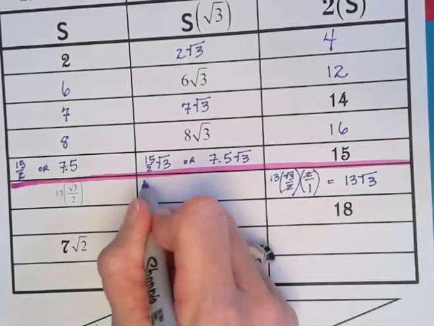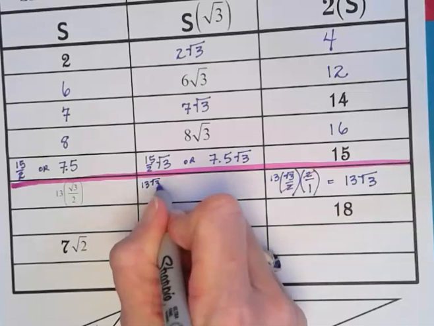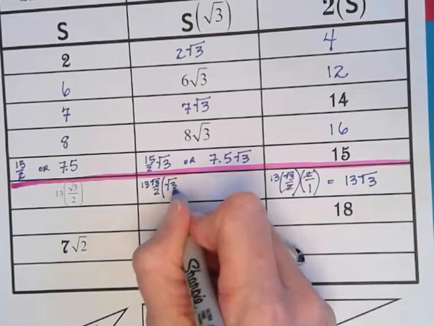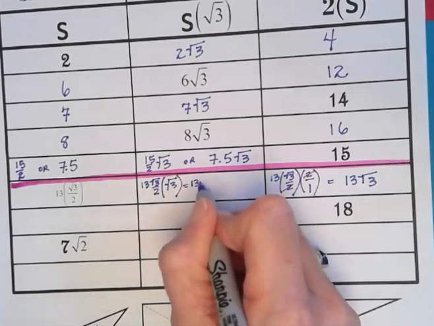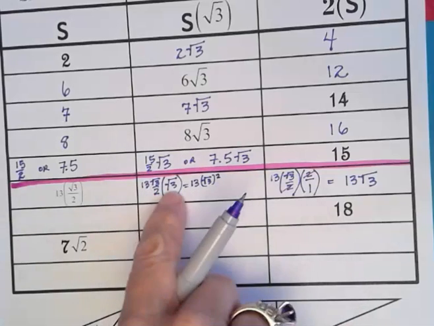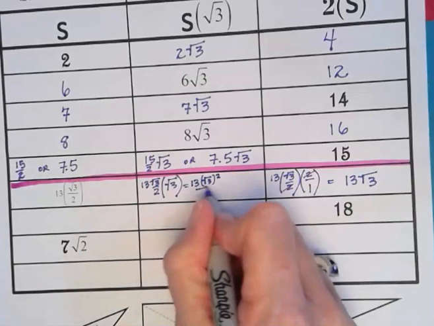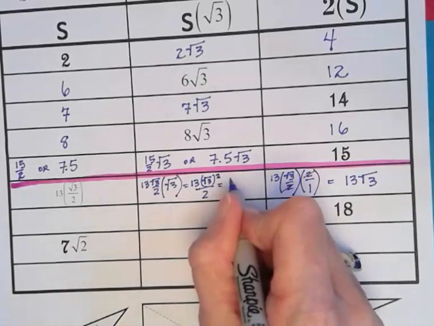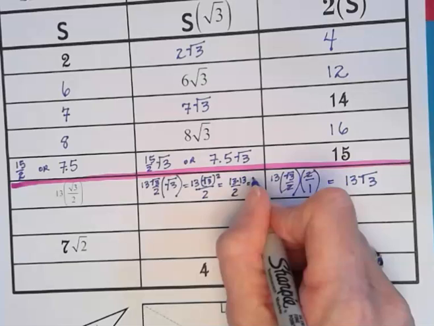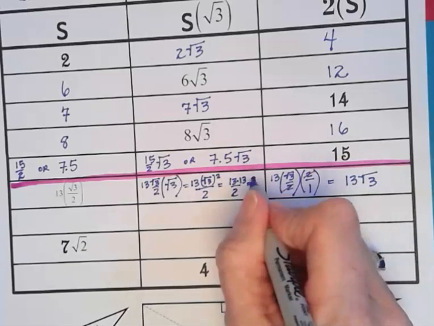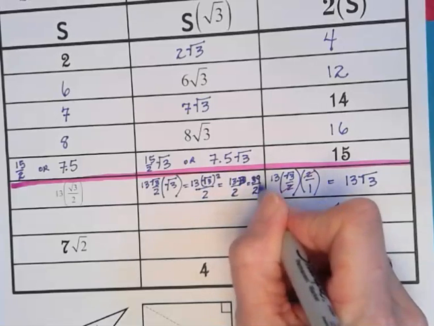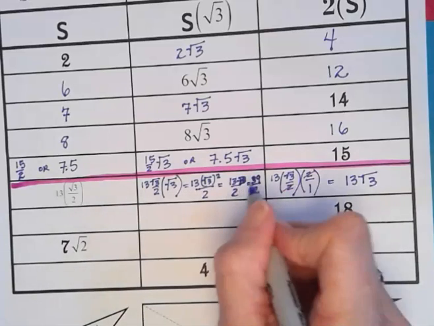If we'd wanted to take our 13 square root of 3 over 2 as our S value and multiply it times square root of 3, that's where we get 13 times the square root of 3 squared. Anything times itself is squared. We still have the 2 in the denominator, so we end up with 13 times 13 over 2, and that's going to be 13 times 3 over 2. It's going to give us 39 over 2. And in class, we said we could also call it 19.5.